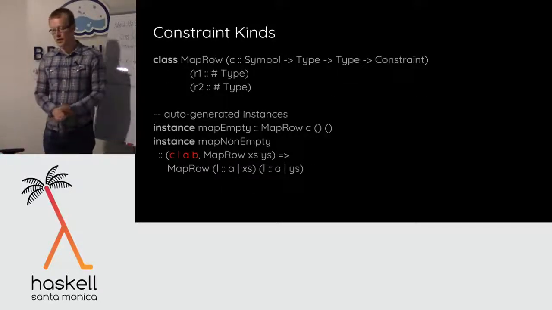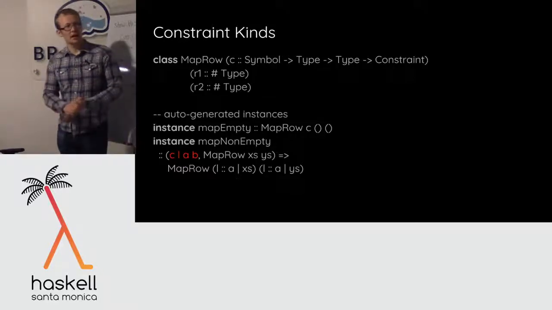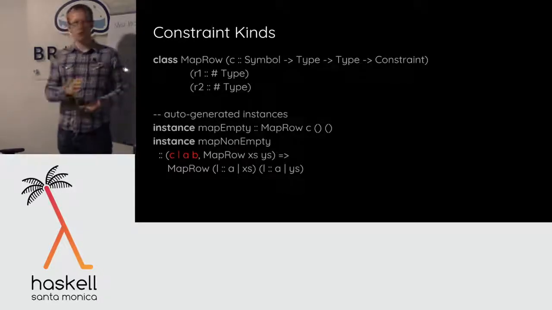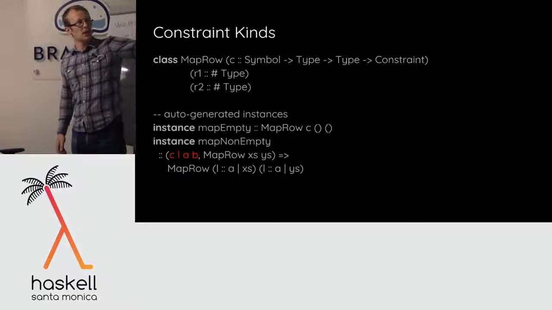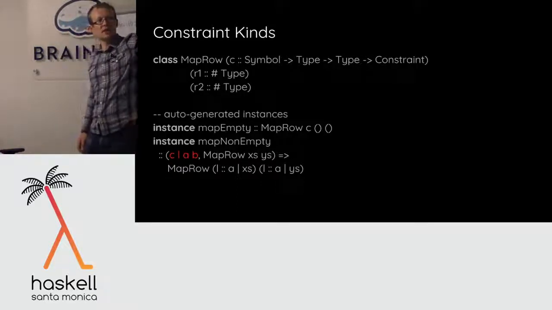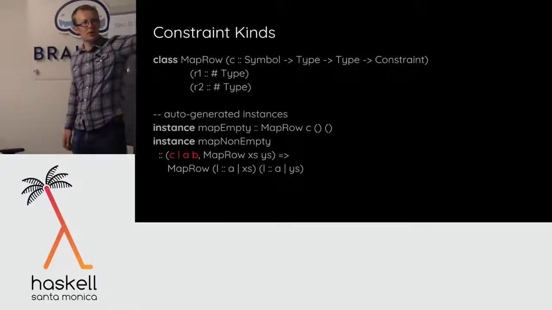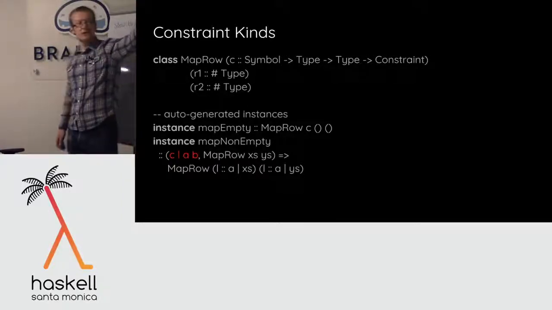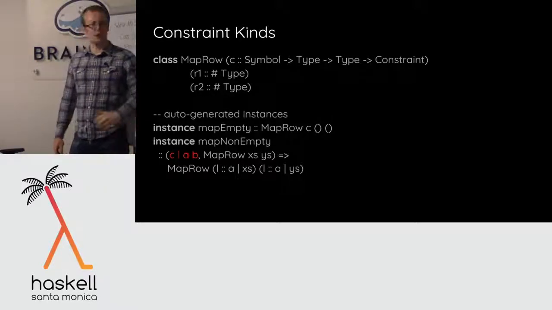And then the other one is constraint kinds, right? Just like we said with higher kinded types that we could abstract over type constructors, well, constraint kinds lets me abstract over constraint constructors, right? So if I want to write a map function on rows, this says you give me an input row and an output row and a function that maps types to types via a constraint. Then I can map that function over the rows, right?